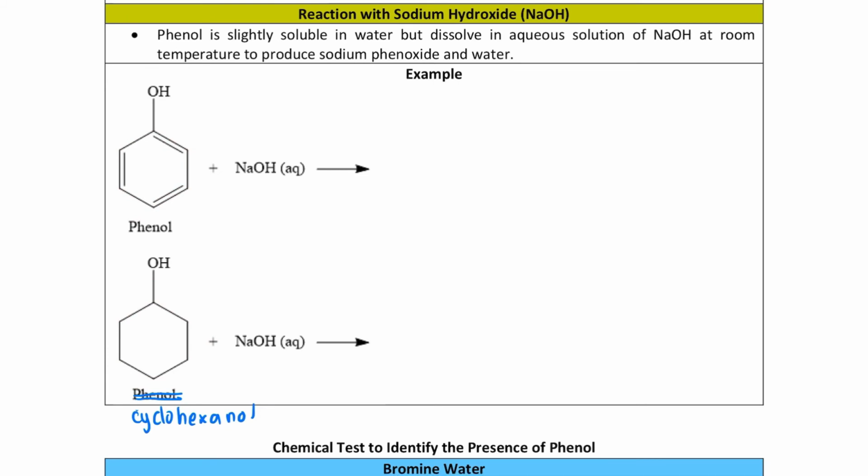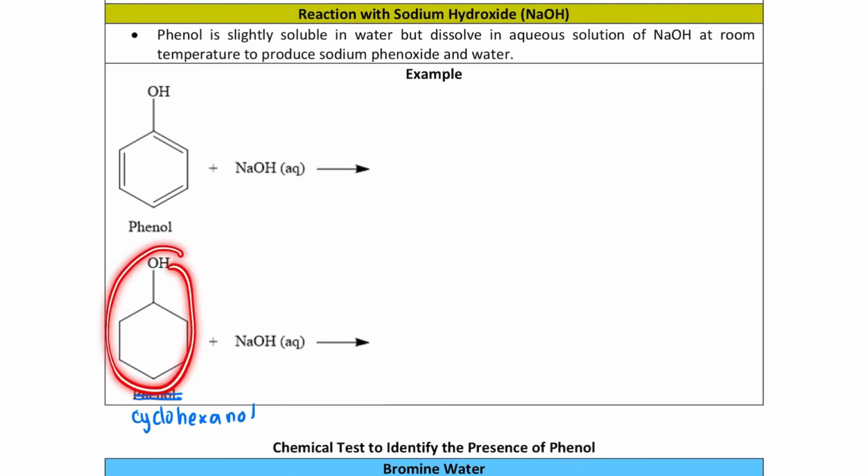Okay, so reaction dia berbeza dekat sini walaupun dua-dua ni keluarga alkohol. Ini alkohol tapi reaction dia berbeza. Okay, since phenol, okay, phenol is aromatic alcohol, tadi kita dah discuss dia more acidic kan. Okay, compared to aliphatic alcohol. So dia boleh react with NaOH. Tapi this cyclohexanol dia konsep dia sama je macam ethoxide ion tadi tu, etanol tadi tu.